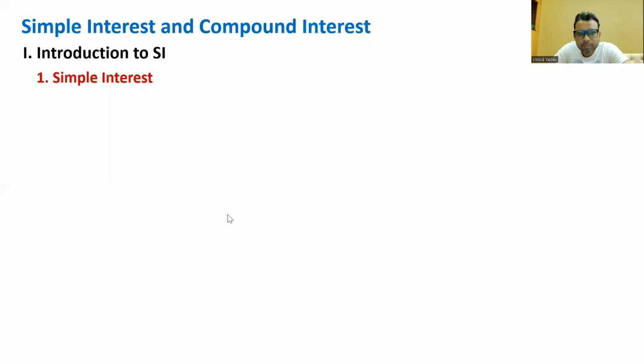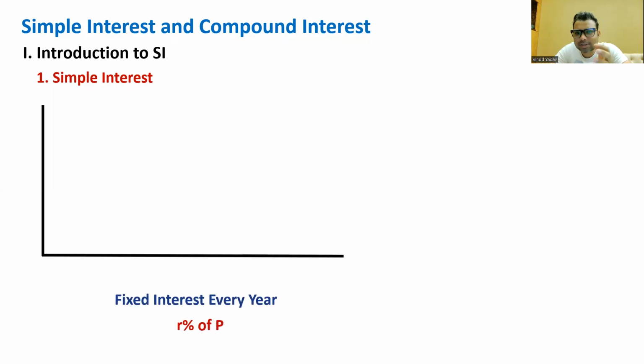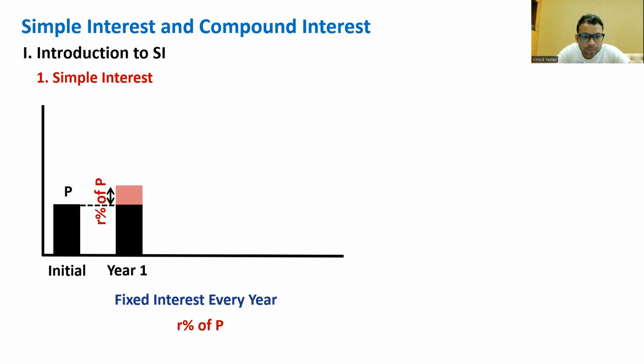Let's explore this simple interest. So ultimately, the main funda of simple interest is fixed interest every year. Let's understand this in a diagrammatic manner before we go ahead and explore in terms of numbers. Suppose this is your principal, initial money which you have invested or which you have borrowed. Then some percent of that P will be the interest. So that is R% of your principal, this much.